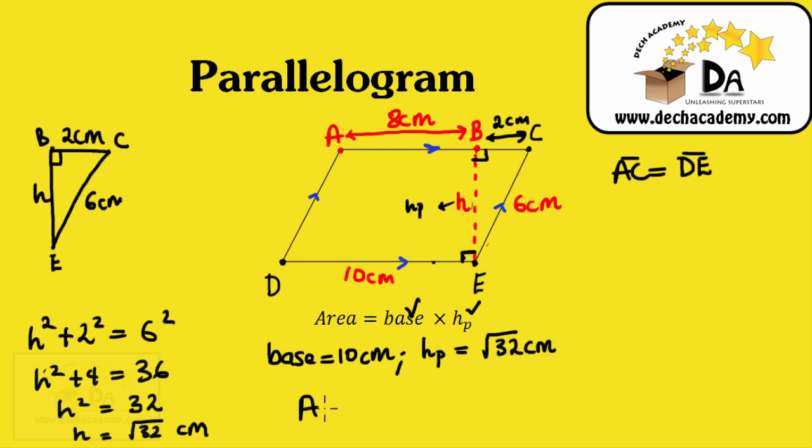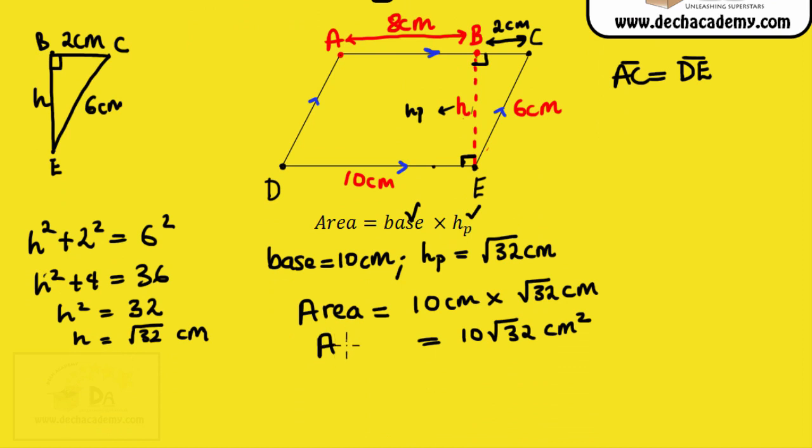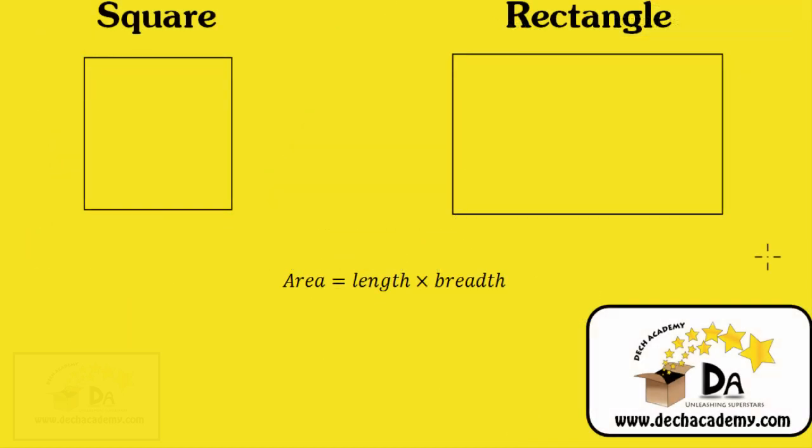Therefore, the area of the parallelogram is equal to the base, 10 centimeters, times the perpendicular height, which is square root of 32 centimeters, which means our area is equal to 10 root 32 centimeters squared, because it's an area, which one can simplify using a calculator to obtain 56.6 centimeters squared.